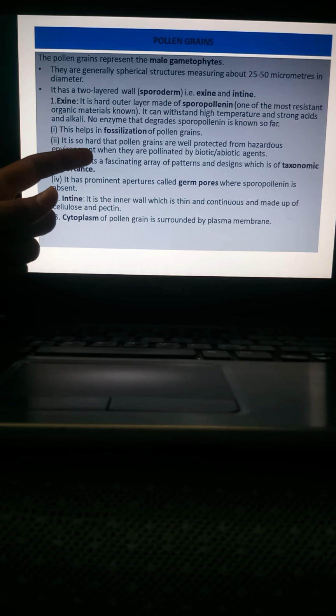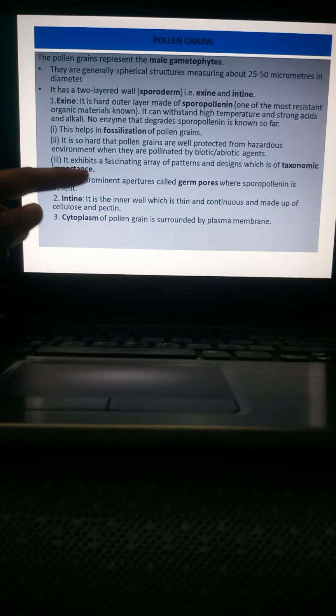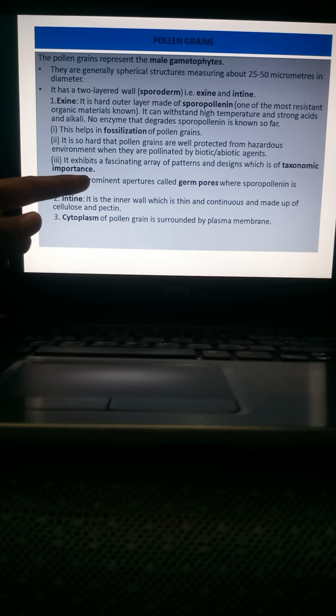The sporopollenin is so hard that they are very well protected from hazardous environment wherever they are pollinated by biotic agents or by abiotic agents. And it exhibits a fascinating array of patterns and designs which is of taxonomic importance. The sporopollenin present on the exine layer of pollen grain shows such patterns and designs which help to trace the origin of the plant, which help to trace the evolution of that plant. So it carries taxonomic importance.